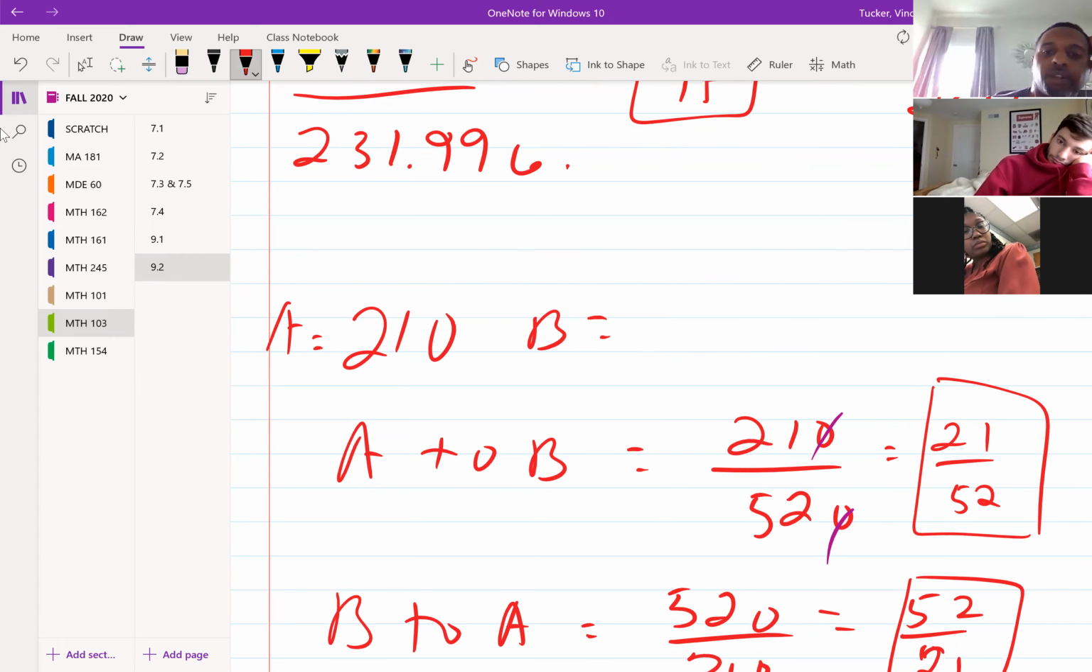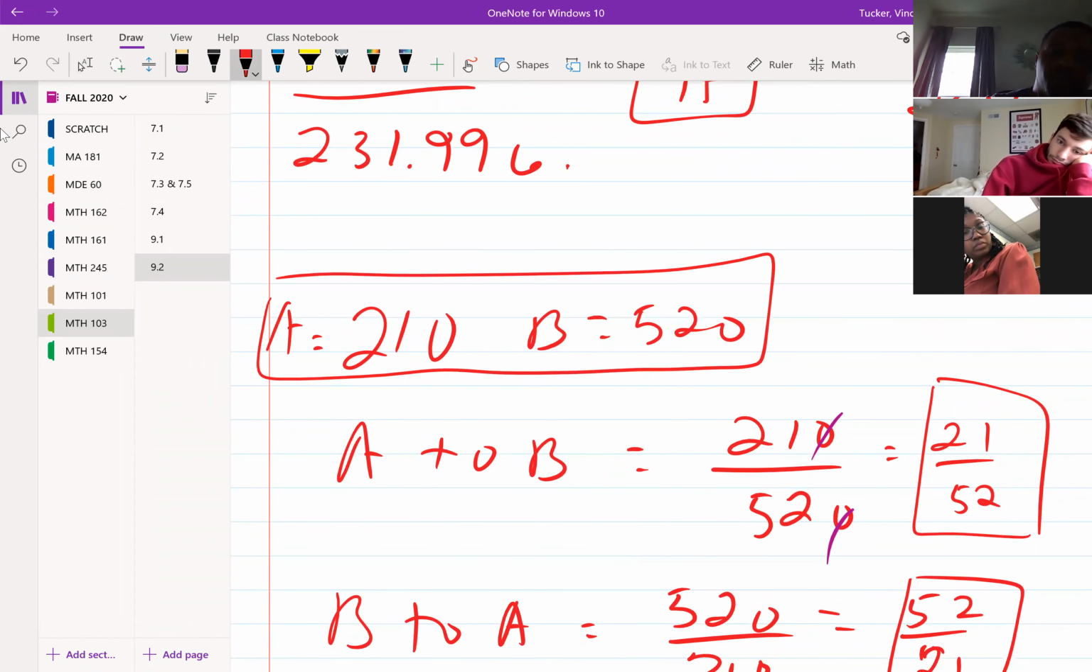So one of the first, I think it was the first one, asked about A to B. They give you A and they give you B, and then tell you to write the ratio of A to B as a fraction and simplify it. So all you would do for A to B is 210 over 520. The zeros can cancel in the back because they represent multiples of 10. And so the answer is 21 over 52.